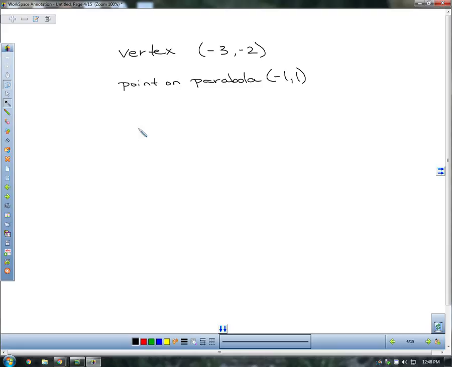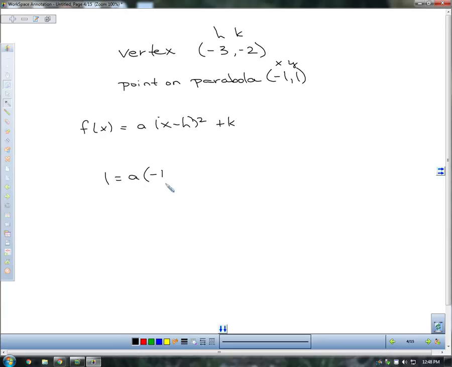So the first one we're just going to leave in vertex form, which remember is f of x equals a times x minus h squared plus k. Okay? So remember, our vertex gives us h and k, and the other point gives us x and y. So y is 1 equals, I don't know a, so I'm going to leave it there, times x, which was -1, minus a -3 squared minus 2. Okay, so I just plugged in h, k, x, and y into this equation.